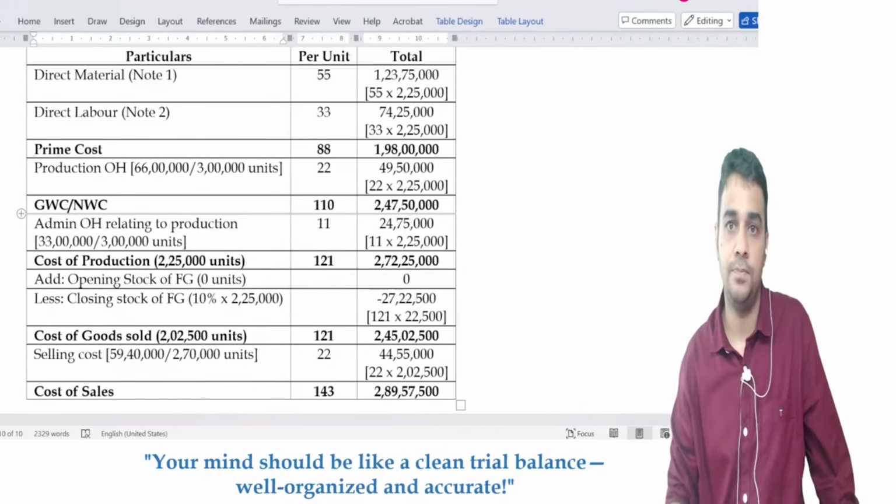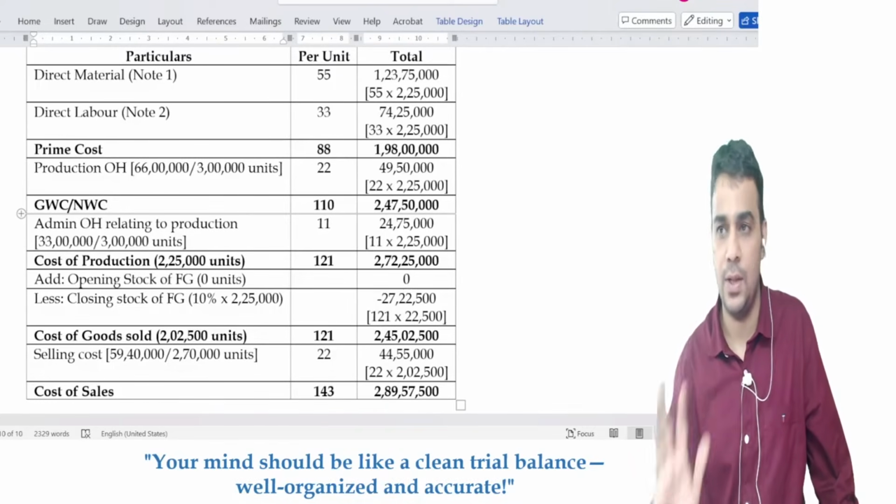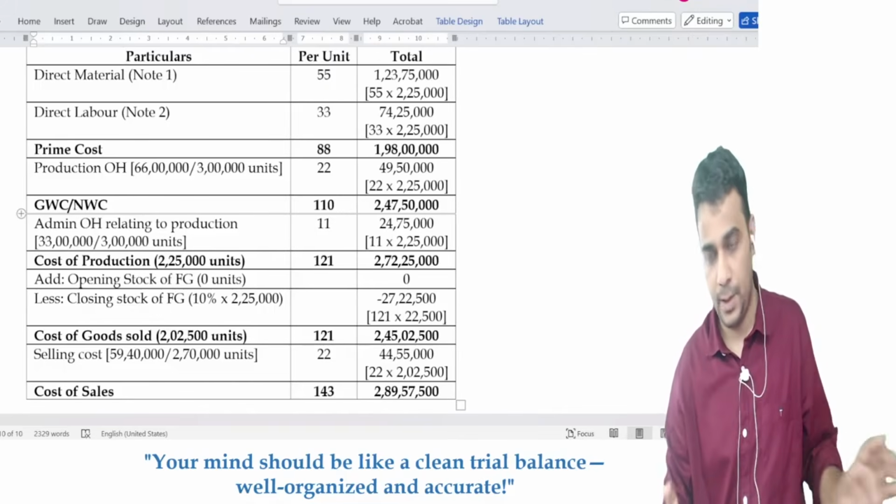Any doubts? Clear? We're done with today's session. Whoever wants to copy the solution, they alone can copy. We are done. Any doubts anywhere you have, let me know. Clear? I'll end it.